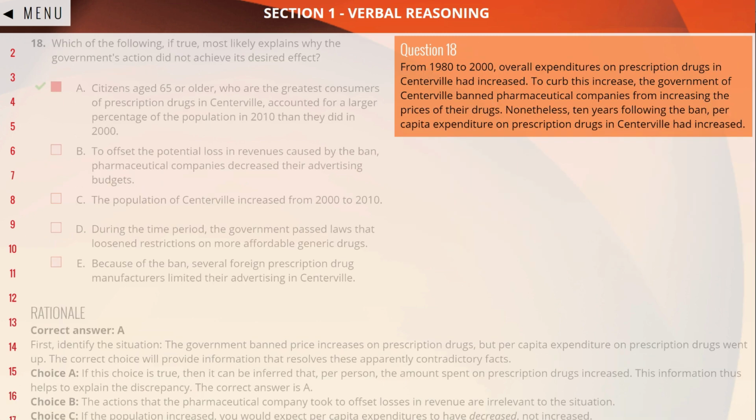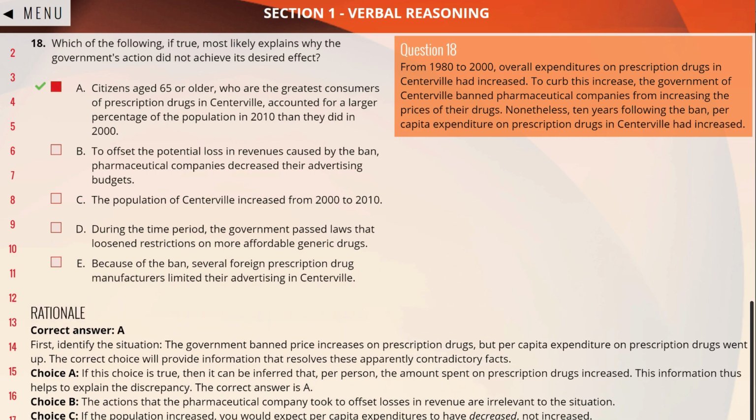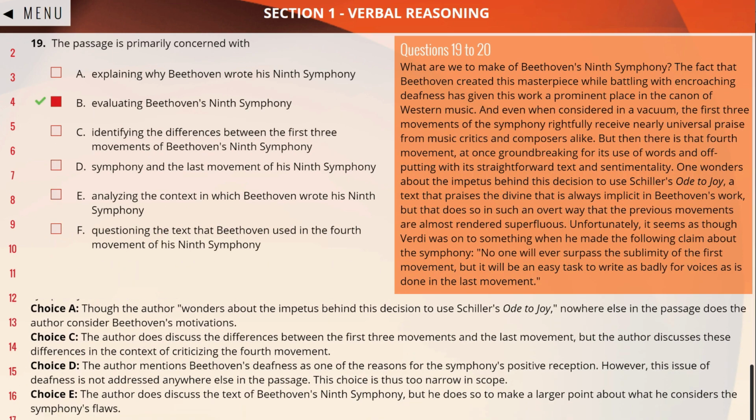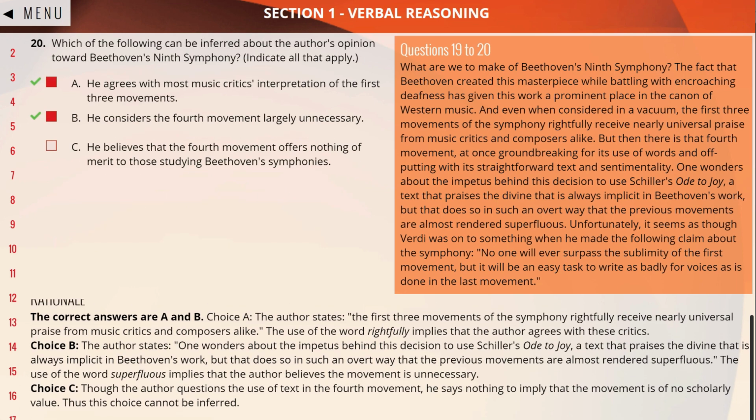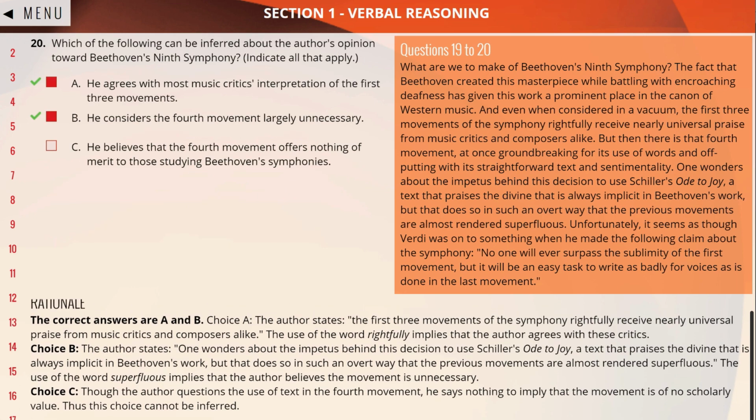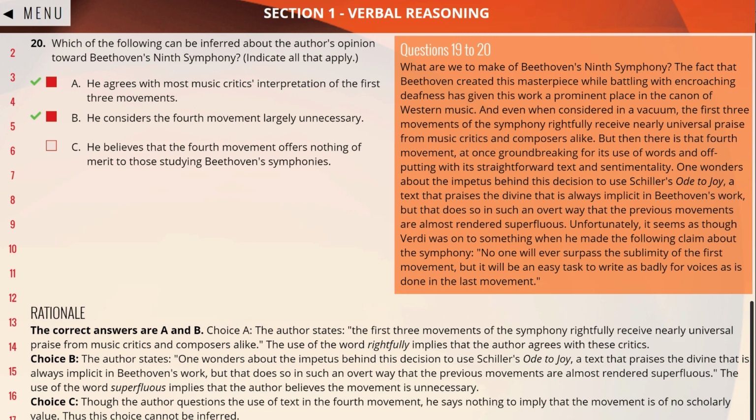That one was fine. That one was fine. This one was fine, although that was quite hard. And this one was fine, although that was pretty hard. It was an attack on the fourth movement, saying it wasn't very good, a little bit superfluous, although it didn't really say that. It said it rendered the previous movement superfluous, not the fourth movement. So I didn't know whether to pick it or not. So not a perfect question still, even though I got it right.